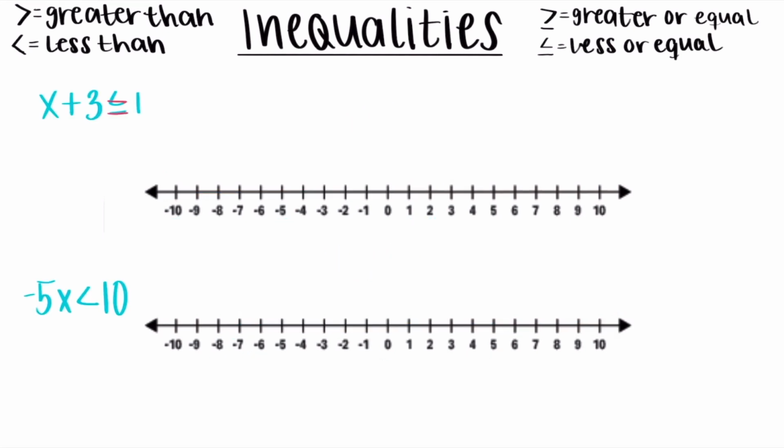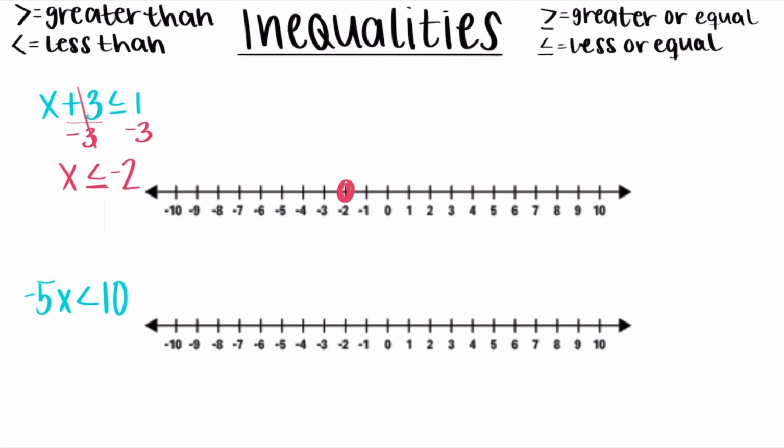All right, now moving on to some examples where you have to solve first. So I cannot graph this as it is. I have to get x by itself. So I'm going to treat it just like it's an equation. So just pretend that's an equal sign. We would subtract 3 from both sides to get that x is less than or equal to 1 minus 3, which would give us -2. All right, once you have solved it, you can go ahead and graph it.